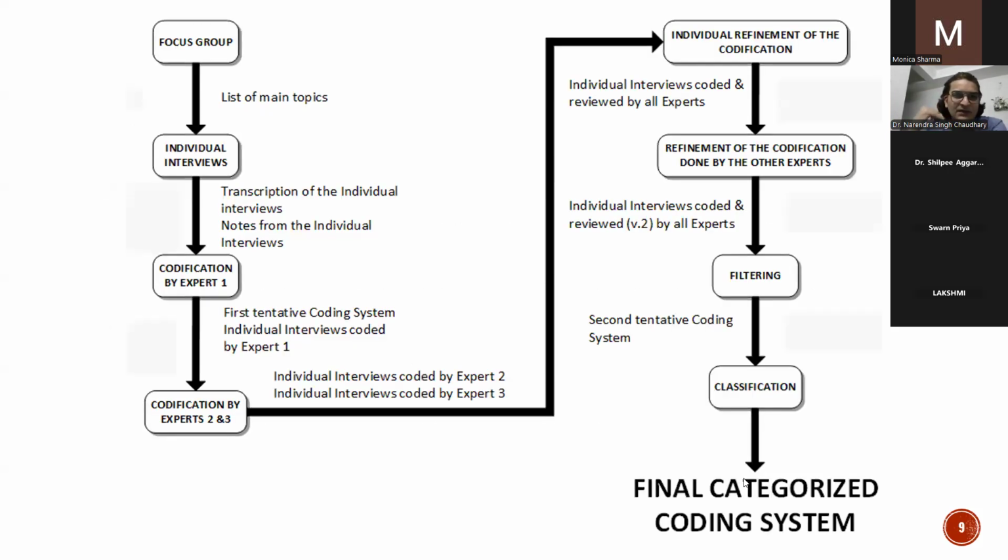Now, this is what we generally used to go with, right? First is the focus group we have already done. That is the list of the main topics we have already organized. Then we go for the individual interviews, and there we have a transcription of the individual interviews. We take notes. Then codification by expert one. Now, can you see what I was talking about? Codification by expert one, codification by expert two and three. So first tentative coding you have already done. Now, what is happening? Individual refinement of codification and then reviewed by all experts.